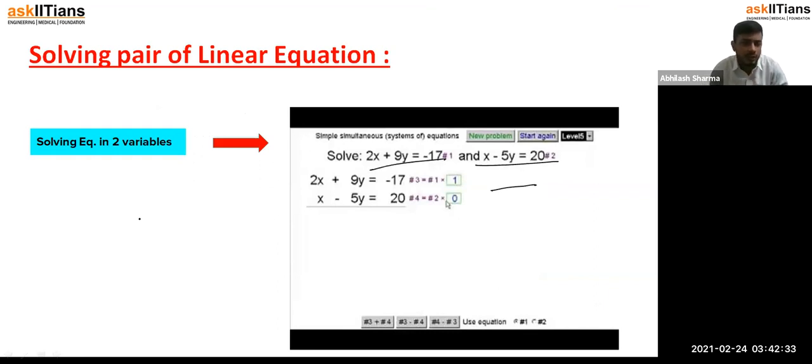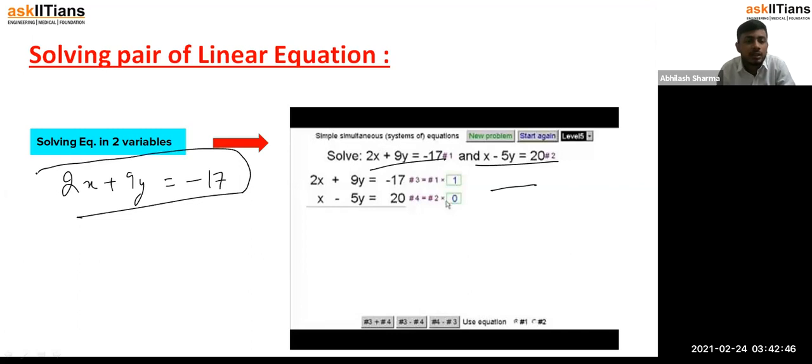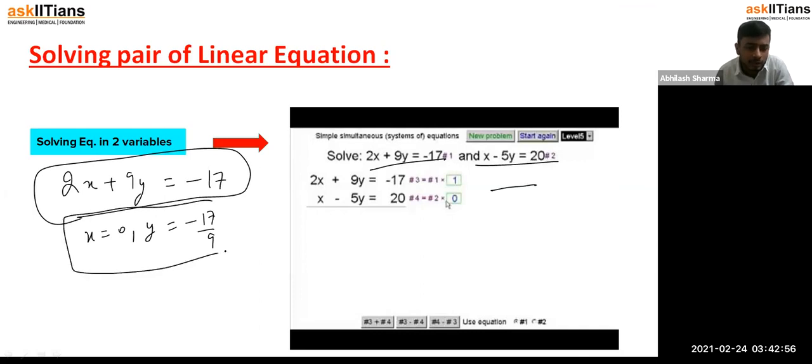So first of all, let us only talk about one equation, not a pair of equations, just one equation. If we just talk about one equation, there can be infinitely many solutions here. For instance, if you put x equal to 0, y equal to minus 17 by 9, then of course these values of x and y satisfy this equation.